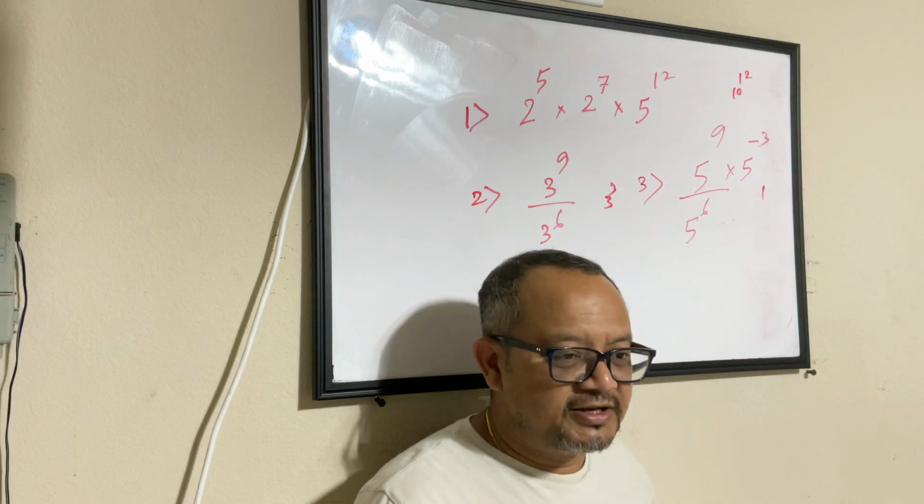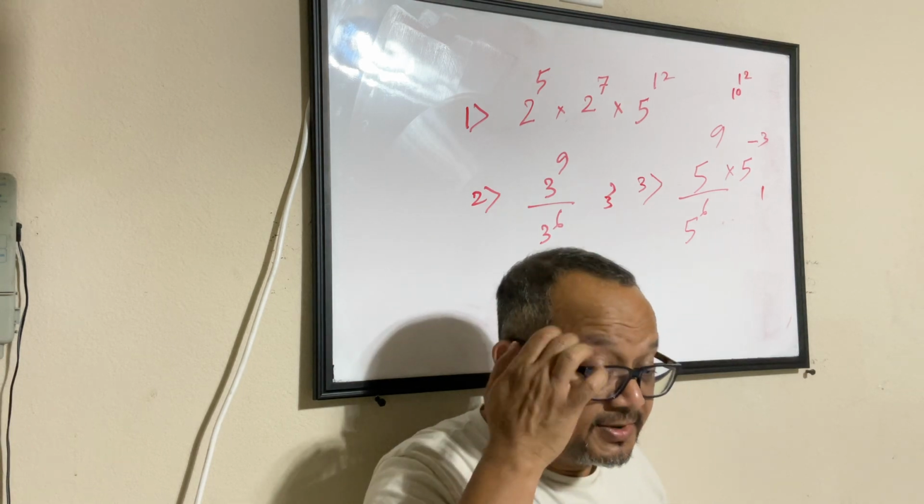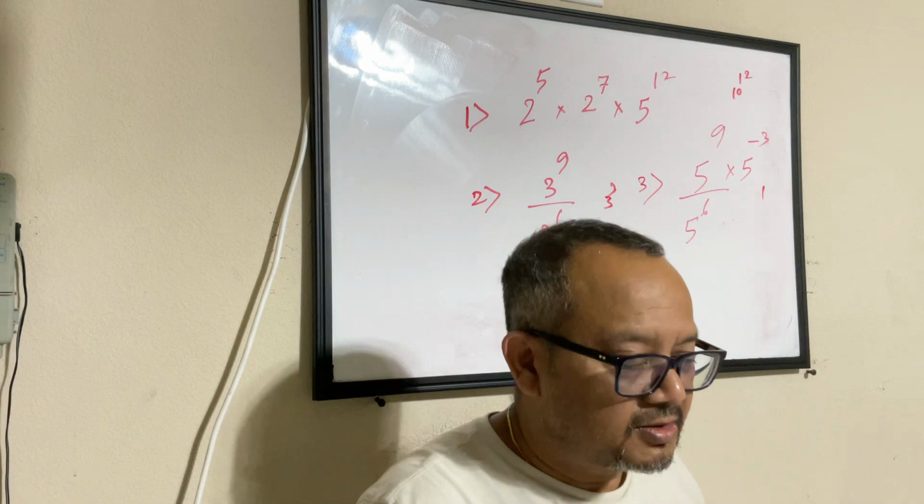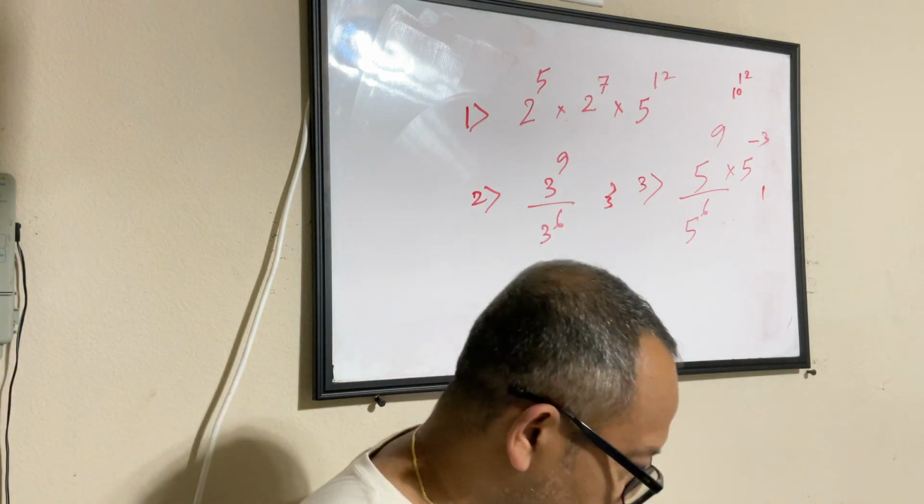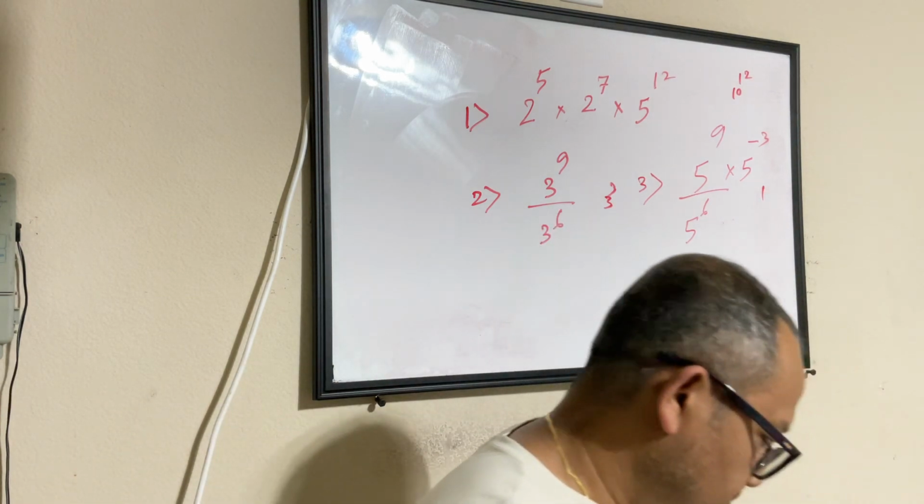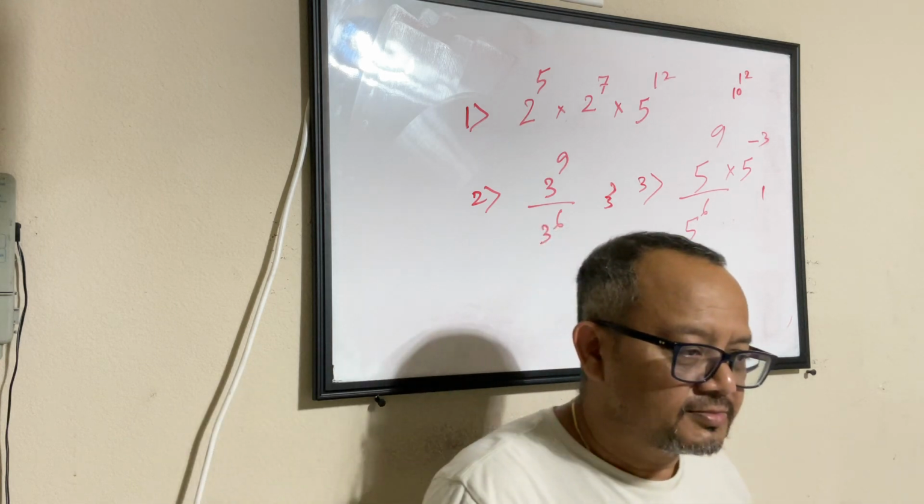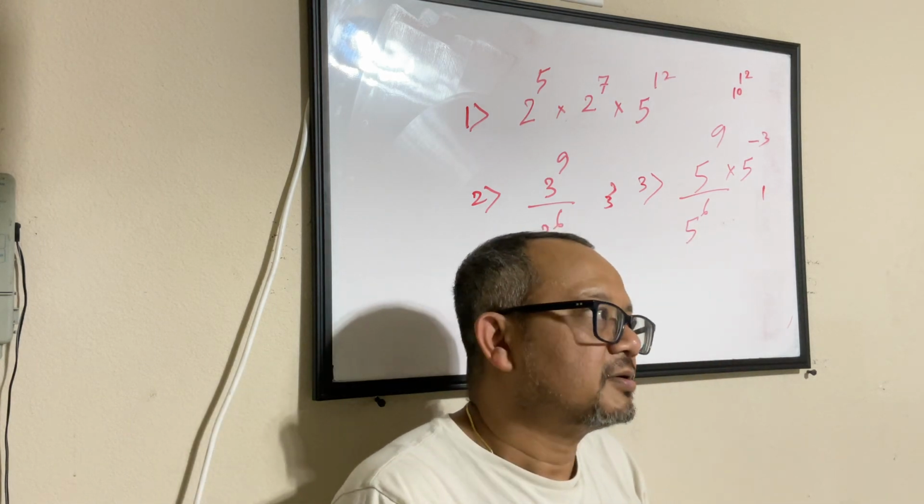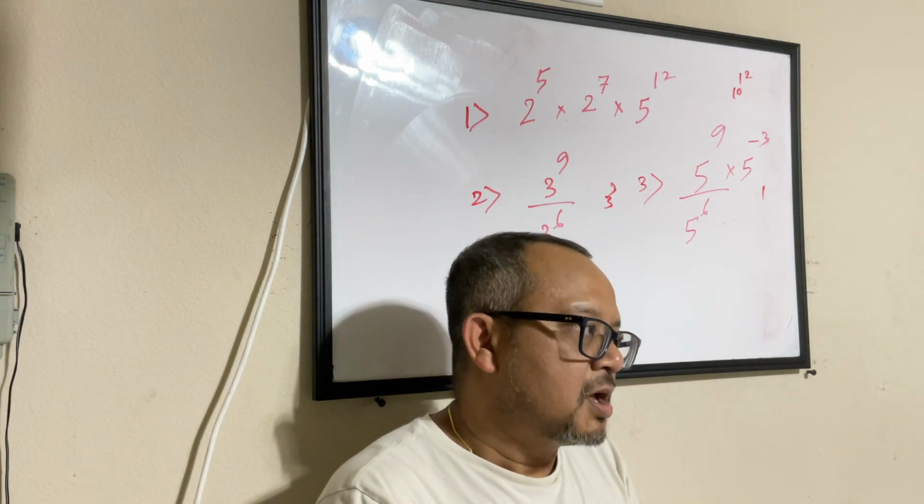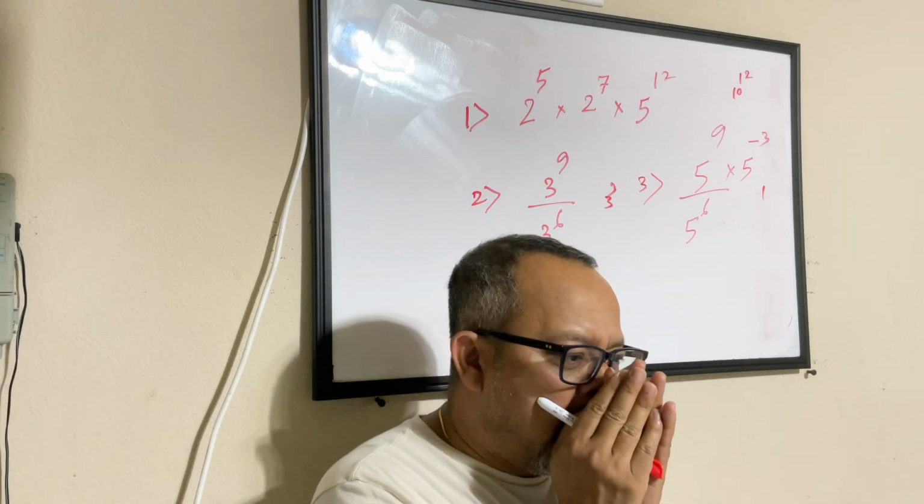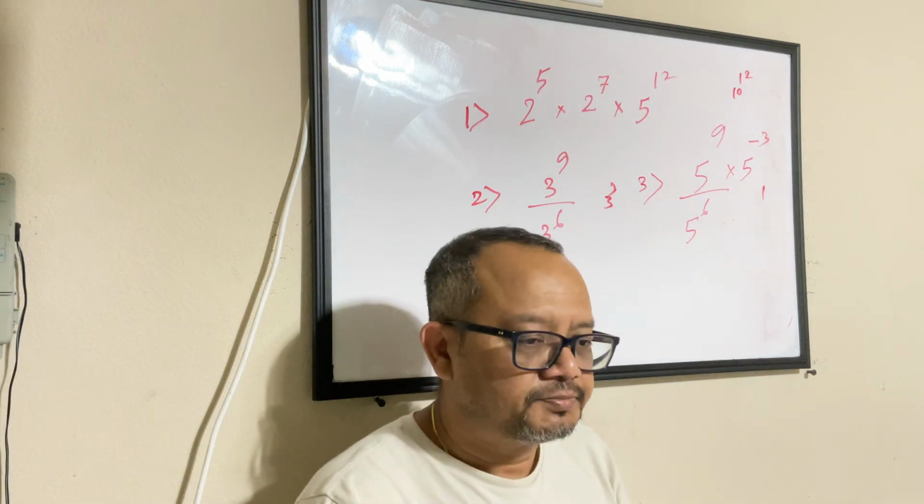Yes, Salim. Tell me. For the first one, we got 6 to the power of 12. For the second one, we got 3 to the power of 3. And for the third one, we got 1. Okay, Myra. For the first one, I got 10 to the power of 12. For the second one, I got 3 to the power of 3. And for the third one, I got 1.